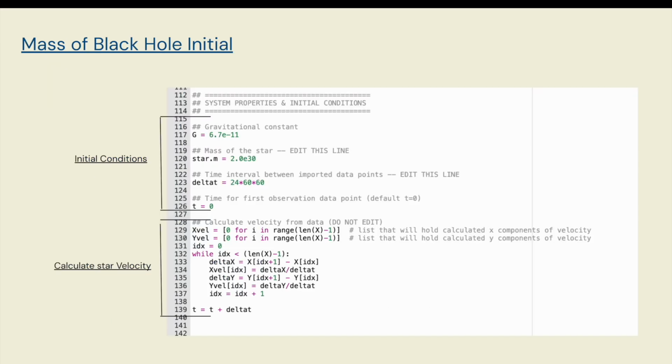So for part 1, the mass of the black hole, we have the initial conditions, which are the G constant, which is 6.7 times 10 to the negative 11, the star's mass, which is 2 times 10 to the 30, and delta t, which is 24 times 60 times 60. The first observation would take a time equals 0. And then at the bottom here, we have how we're going to calculate the star's velocity.